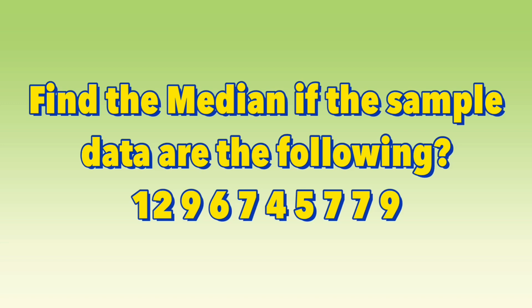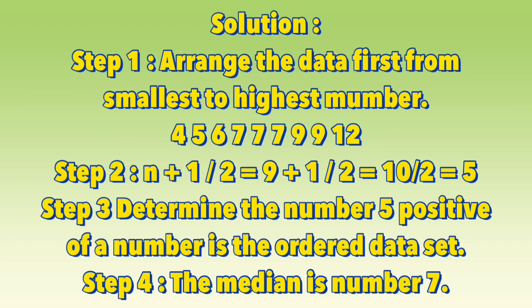It is different from the mean. For the mean, the order of arrangement is not necessary. But in the median, we have to arrange the given sample data first. That's why the arrangement now is 4, 5, 6, 7, 7, 7, 9, 9, 12.